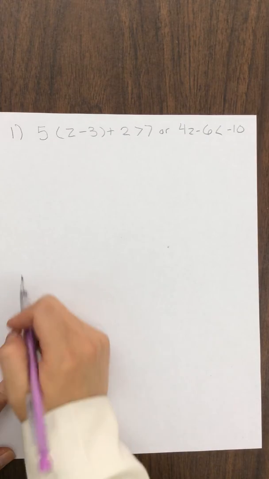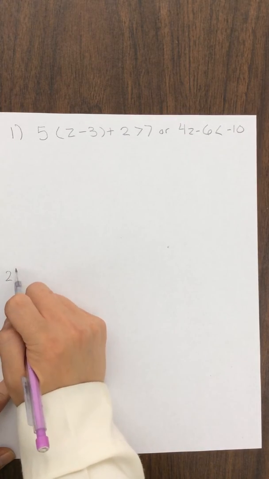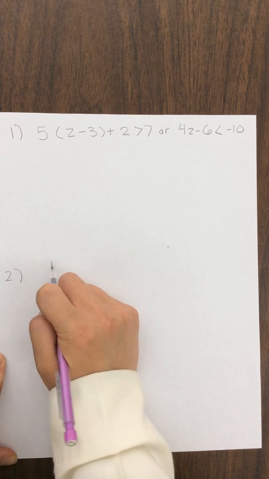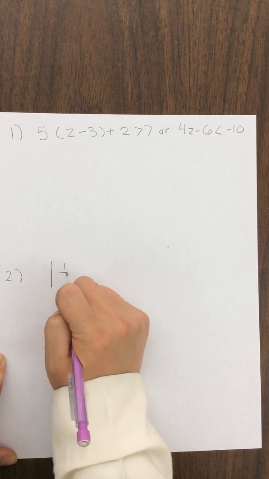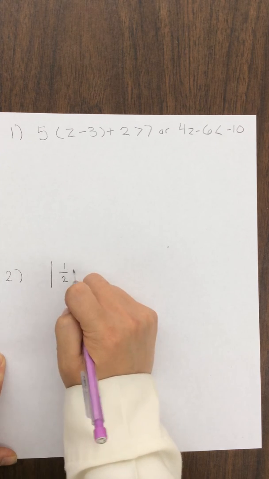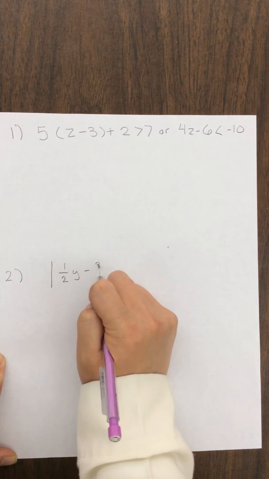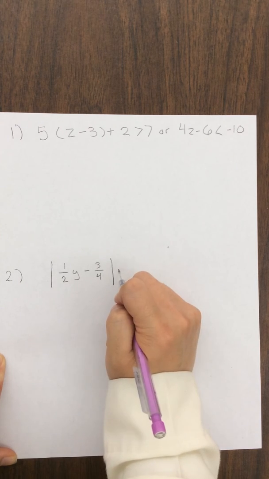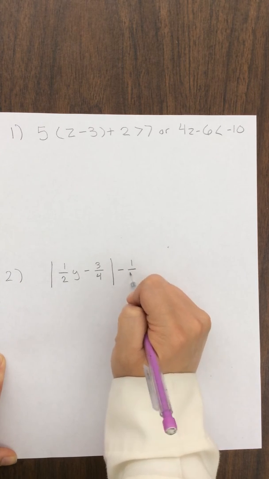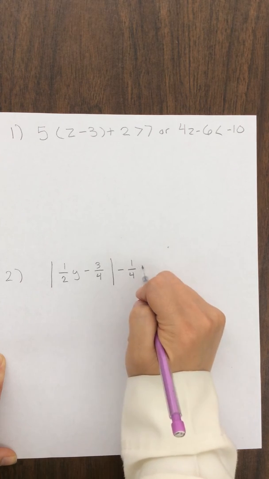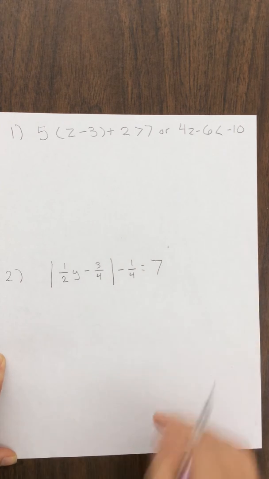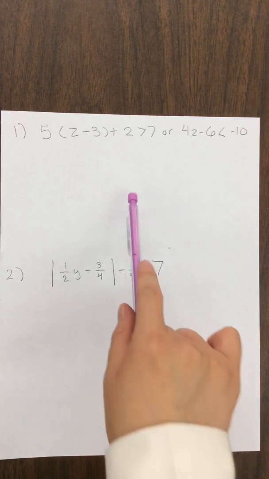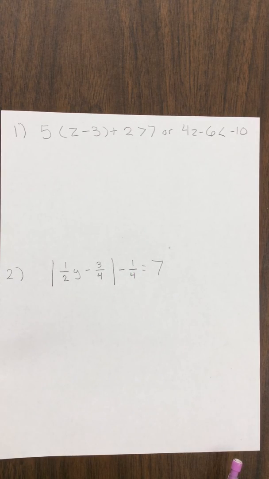And your second practice problem is going to be an absolute value equation. So for your second practice problem, I want you to solve this equation: the absolute value of 1/2 y minus 3/4, minus 1/4, is equal to 7. All right, you can push pause if you need to. So those are the 2 example problems I will expect you to work in class for tomorrow.